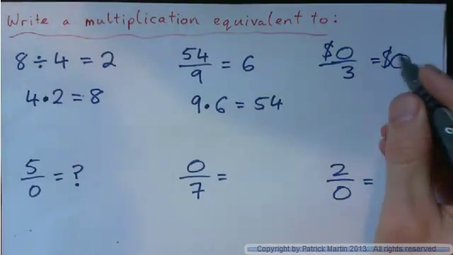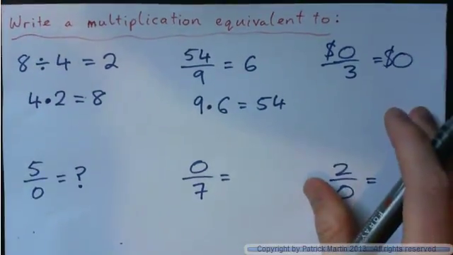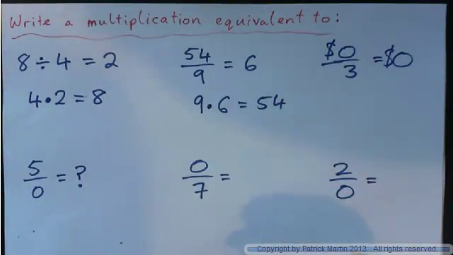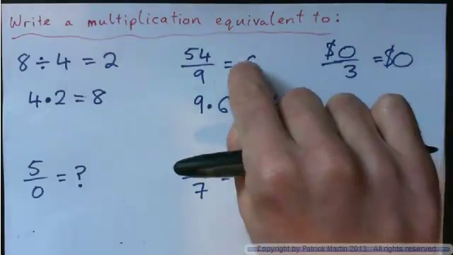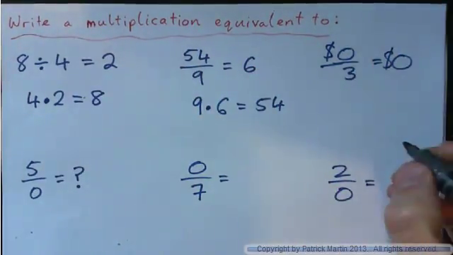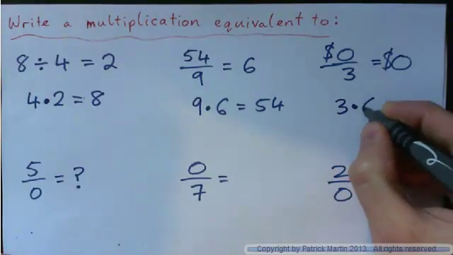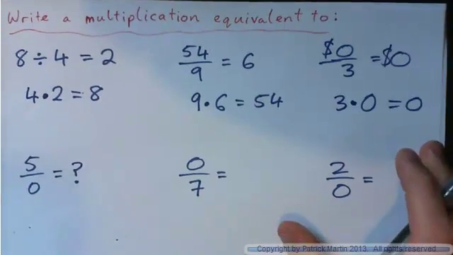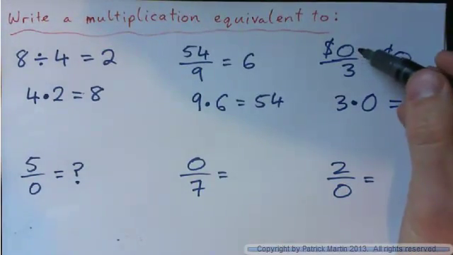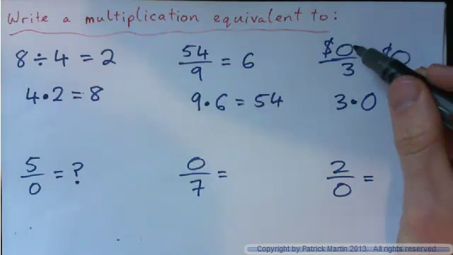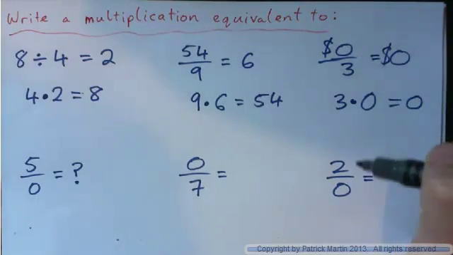What's an equivalent multiplication for these 3 numbers? Here we did 9 times 6 is 54. How about 3 times 0 is 0, right? So for this one you could say 3 times 0 equals 0. And so that's when 0 is on the top. It works because 3 times 0 equals 0. So 0 on the top of a division works.